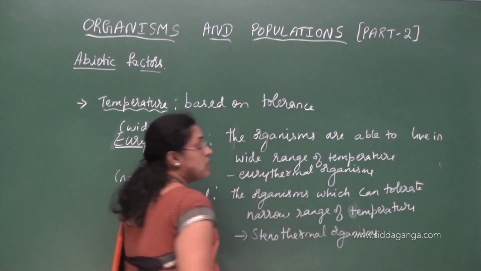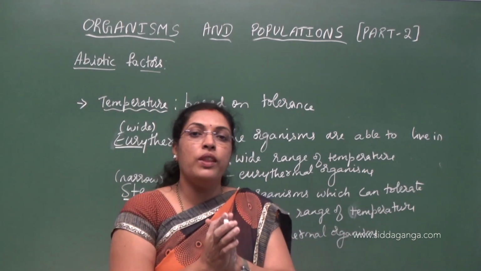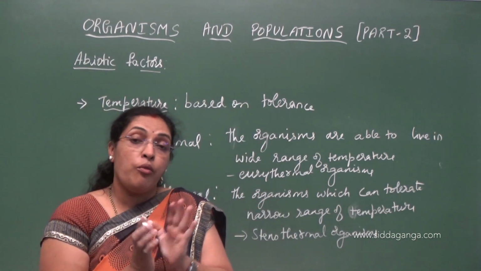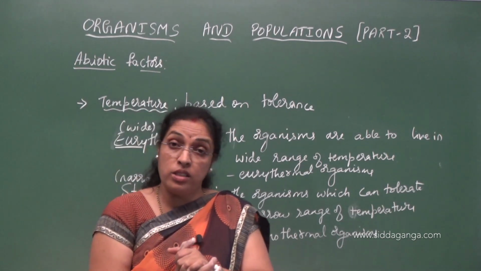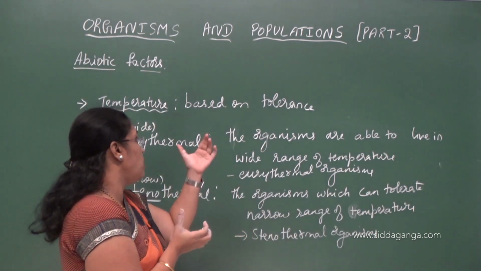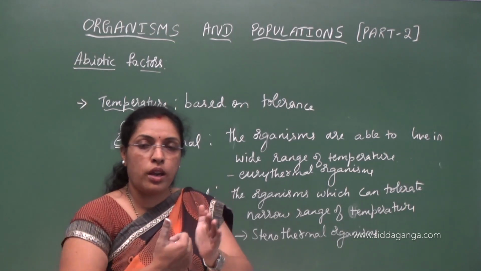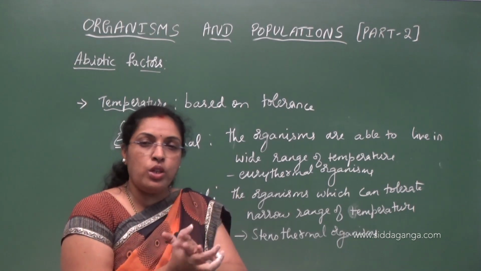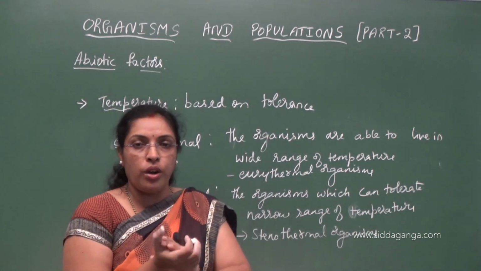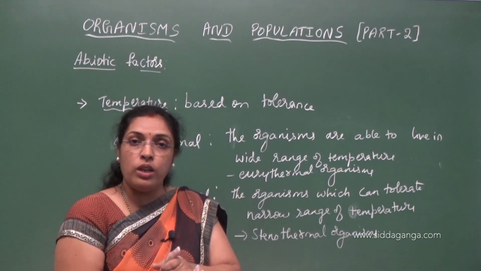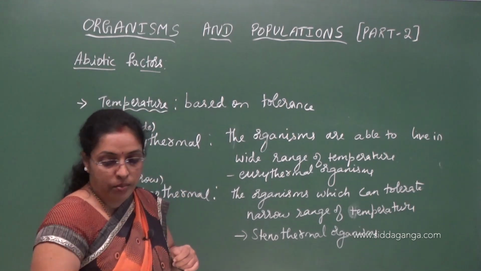So organisms are classified into two types based on their tolerance. If they are able to tolerate a wide range of temperature, that is more than 60 to 100 degrees Celsius, those organisms are called euthermal organisms. The organisms which are able to tolerate a narrow range of temperatures, that means below 0 degrees Celsius, they all come under stenothermal organisms.